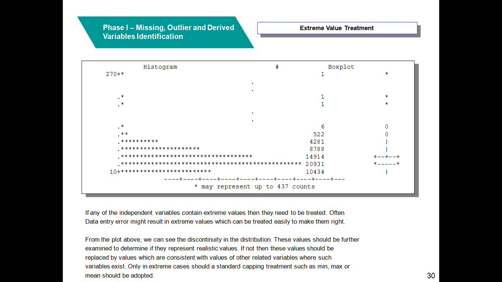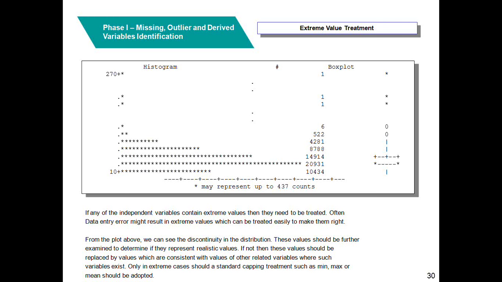So we can impute these stars using mean, median, mode, percentile 95, and percentile 1, something like that, using the minimum and maximum functions also. If any of the independent variables contain extreme values, then they need to be treated. Often a data entry error might result in extreme values, which can be treated easily to make them right. From the plot above, we can see the discontinuity in the distribution. These values should be further examined to determine if they represent realistic values, and we can impute them by median, minimum, maximum, depending on the case.